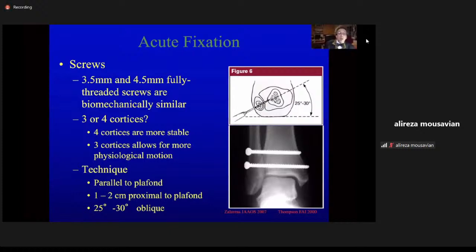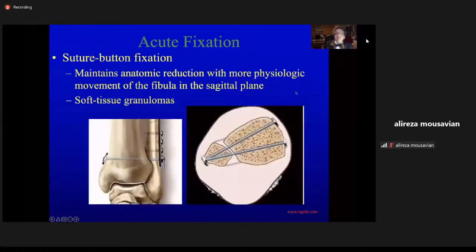Generally, we do the screws parallel to the plafond, about 1 to 2 centimeters proximal to the plafond, and about 25 to 30 degrees oblique, as you see over here, because you're going midpoint fibula and you're going to end up a bit posterior, just on the anterior aspect of the medial side of the tibia. So be careful though, the saphenous vein is always there.